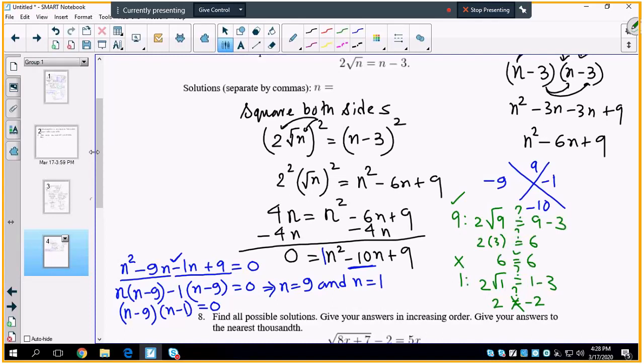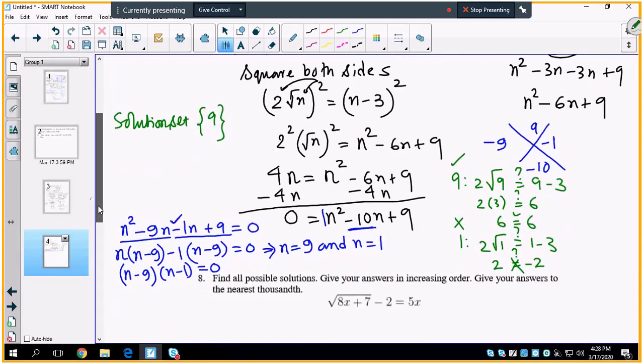So I got two algebraic solutions. One of them is good, the other is not. And I say the solution set for this radical equation is only the number 9. 1 is an algebraic solution, which is not the true real solution for the radical equation.